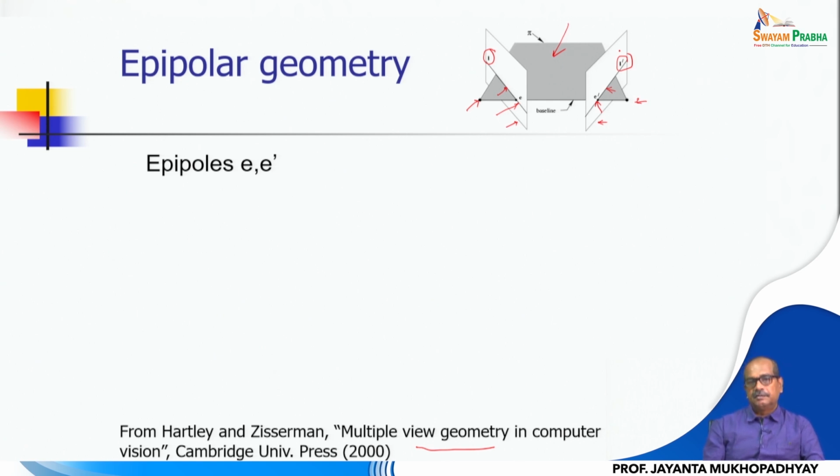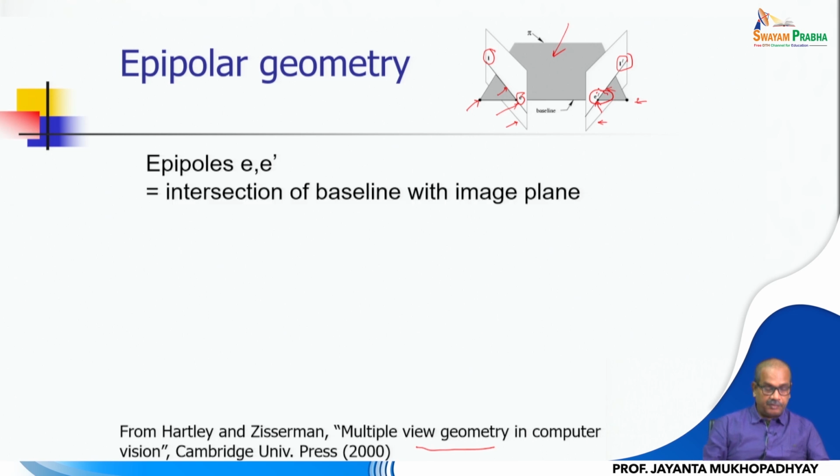With this, let us summarize the properties of the different geometric entities of stereo geometry. So the epipoles, which we denote here as E and E prime, as we have seen here, are the intersection of the baseline with the image plane.